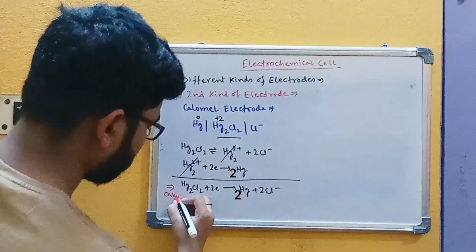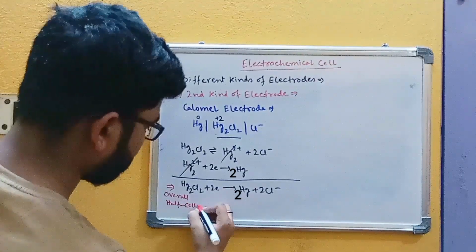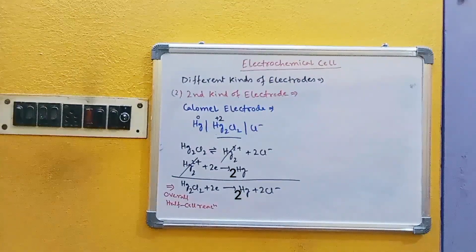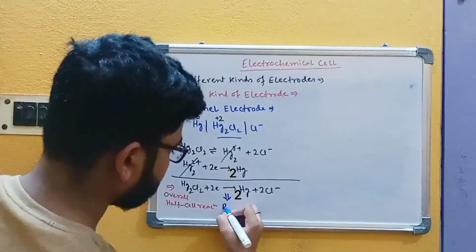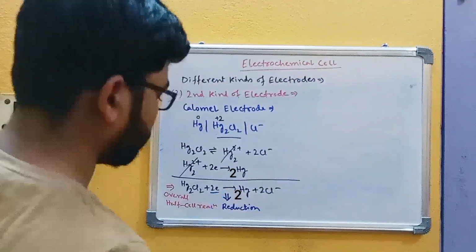This is the overall half cell reaction, and it corresponds to reduction, as it takes 2 electrons.